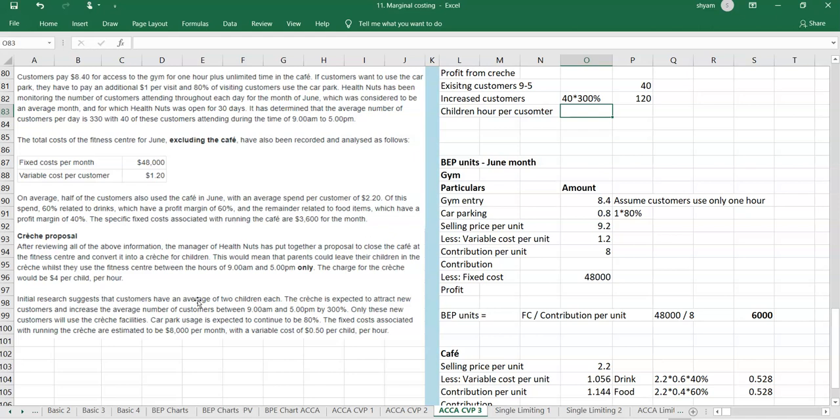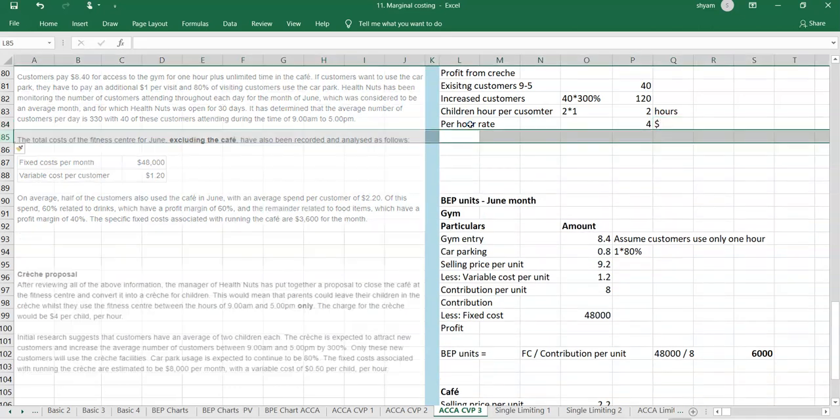Okay, so each customer has 2 children, and they will leave them for 1 hour. So 2 hours of time will be there. And the per hour rate is $4.